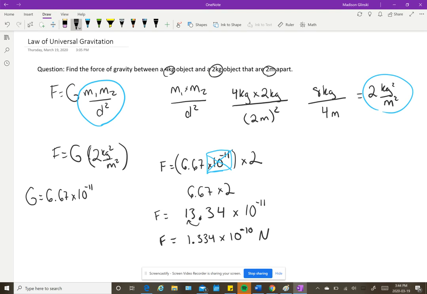I'll be posting another video to review scientific notation, but this is how you solve a law of universal gravitation equation. Focus on it in parts.